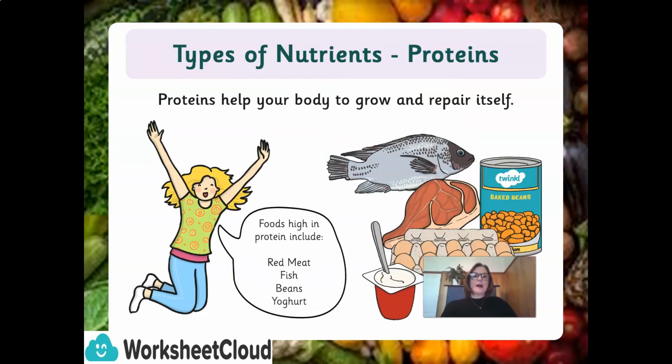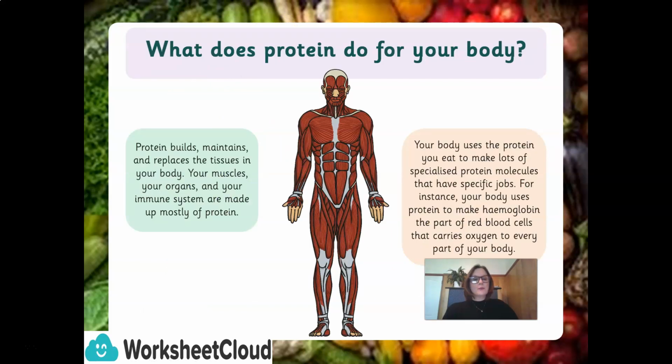Now we have our proteins. The proteins help your body to grow and repair itself, and foods high in protein include red meat, fish, beans, and yogurts. What does protein do for your body? Protein builds, maintains, and replaces the tissues in your body. Your muscles, your organs, your immune system are mostly made up of protein.